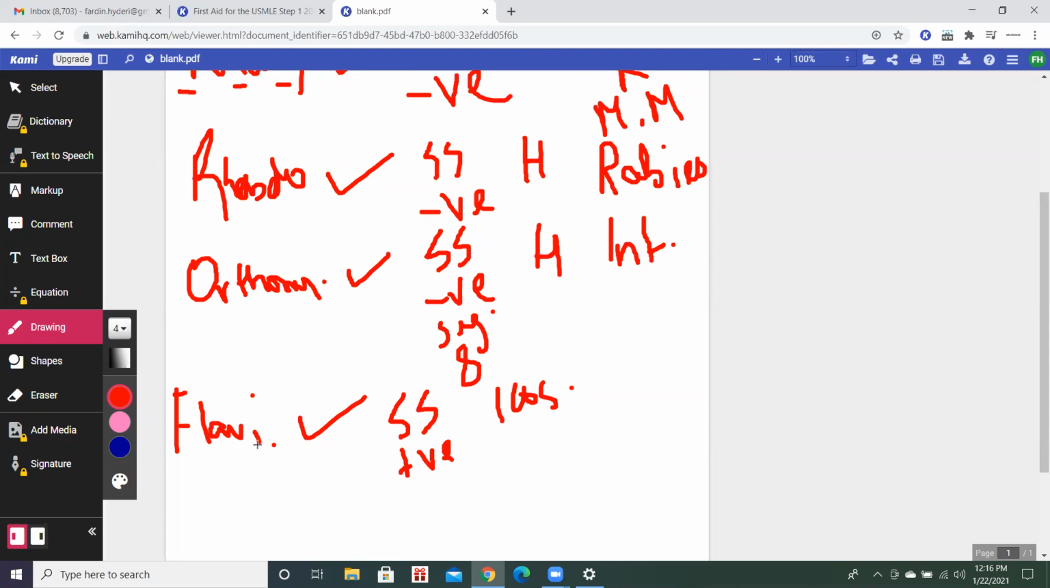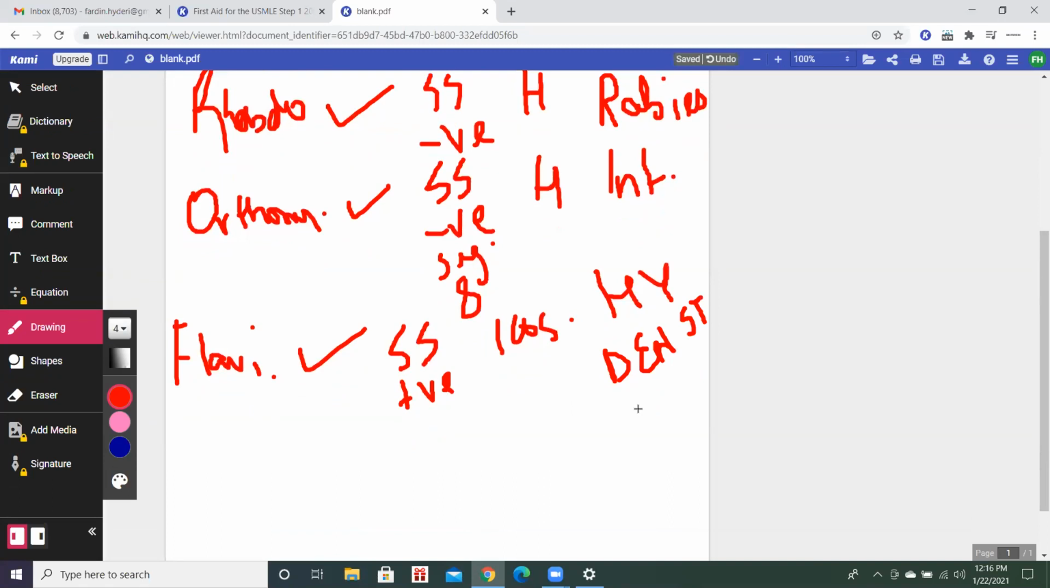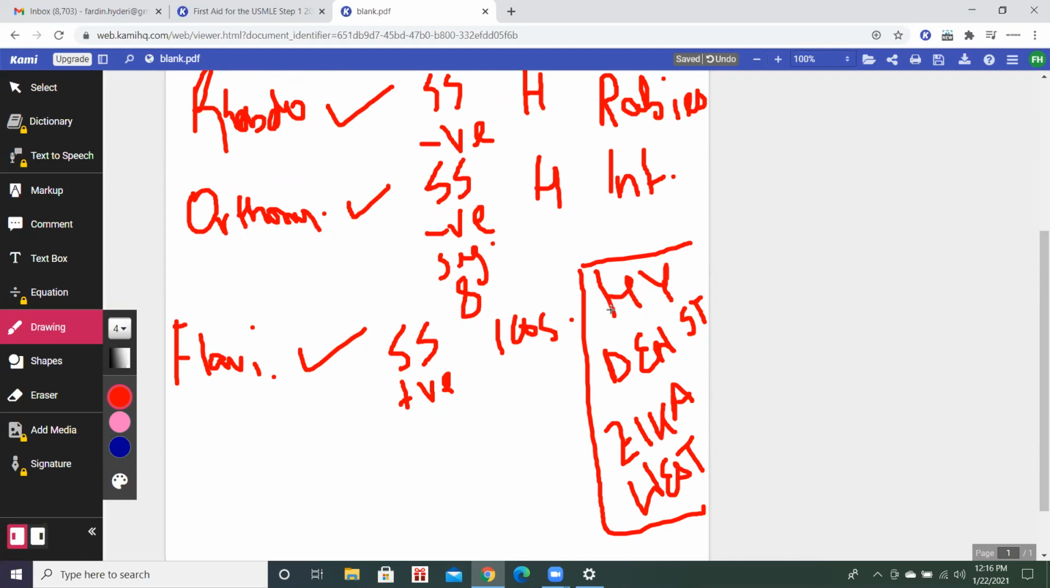So flavivirus is high density Zika West. High for hepatitis C virus, Y for yellow fever, Den for dengue virus, ST for St. Louis encephalitis, Zika for Zika virus, West for West Nile virus.